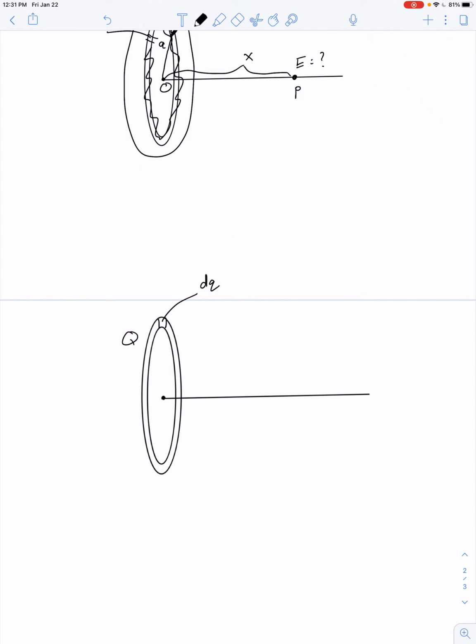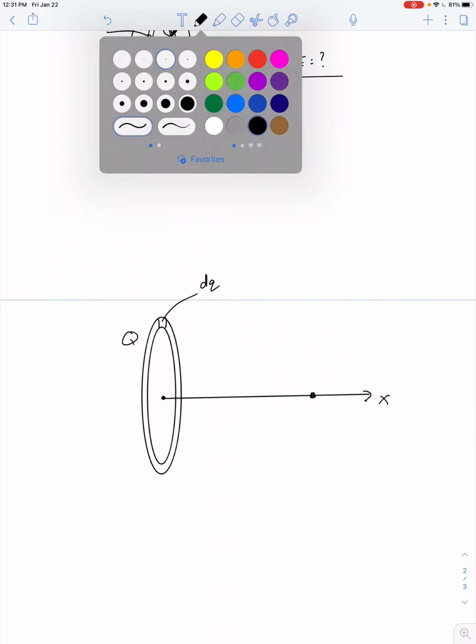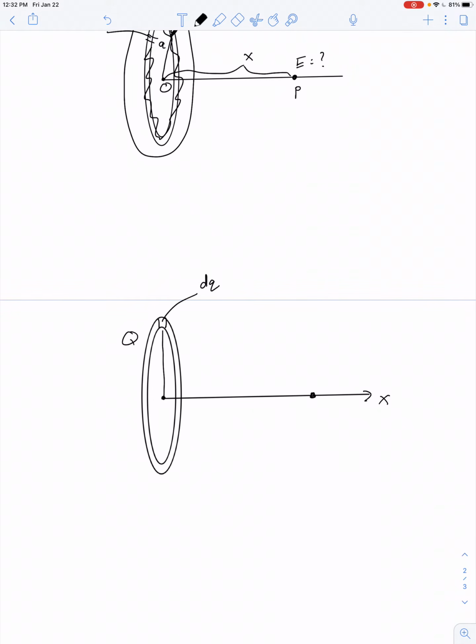The total ring has a charge, capital Q. This is our x-axis. There's the point in question. Nothing wrong with including our y-axis. There's also the z-axis.